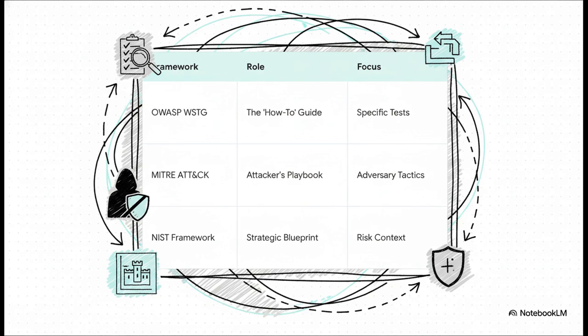So how does this all fit together? Well, as you can see here, they basically work in layers. OWASP gives you the how, the specific tests you need to run. MITRE gives you the methods, the actual tactics an attacker would use. And NIST provides the context, why your findings really matter from a strategic point of view. See, they aren't competing with each other, they're designed to be complementary.